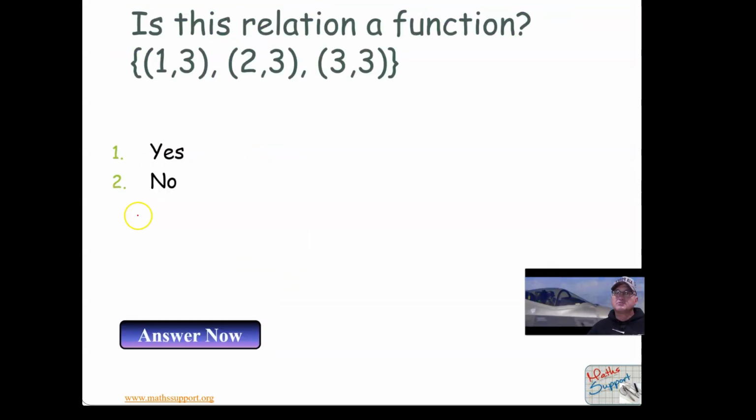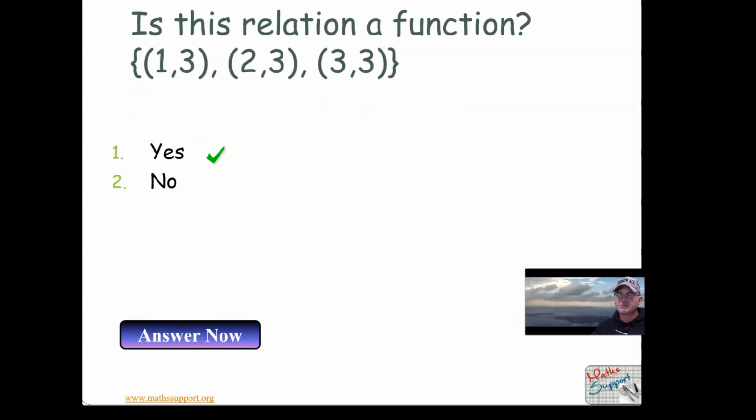All right? So, is this relation a function? Well, all you got to do is look at the X's. They don't repeat. Okay, so this is a function. This is a particular function. Is it a one-to-one or a many-to-one? Okay, let's go back to that.